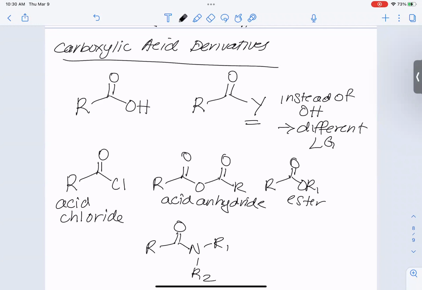What's the last carboxylic acid derivative that I have there with the nitrogen? What's that called? Starts with an A. Not an amine, but an A. Did you say an amide? Yeah, so an amide or an amide, however you want to pronounce it.